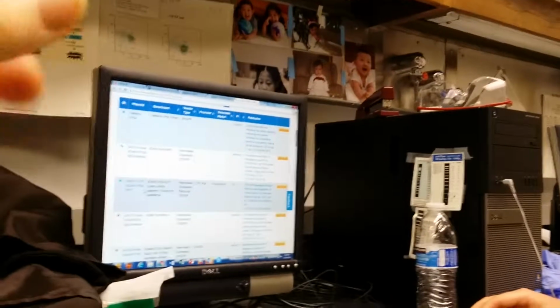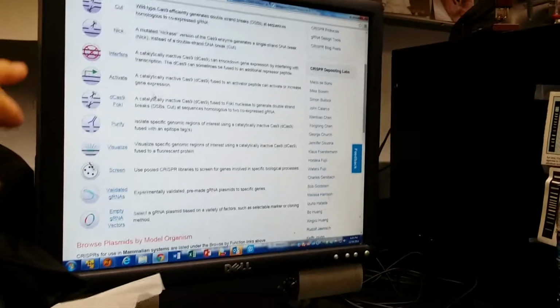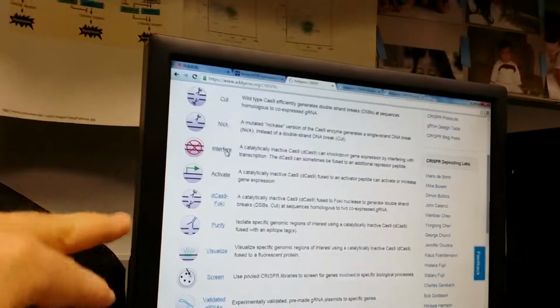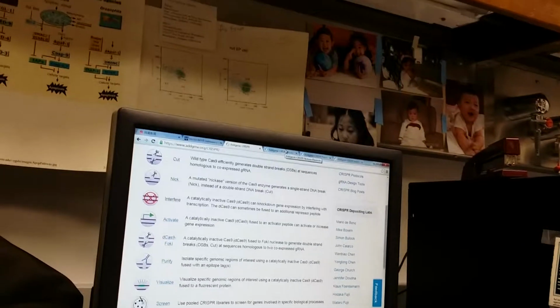Now what if you want to insert two loxP sites? Can you go back to the home page? Is there a way to do that? What other choices are there? Oh, the homepage. I don't know. That's interfere, that's inactivate gene. If you want to put a methylation, you put a methylase.